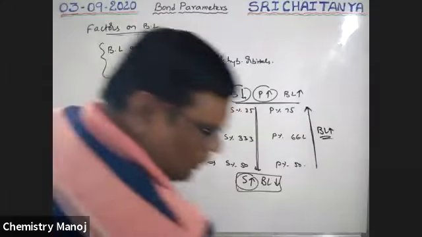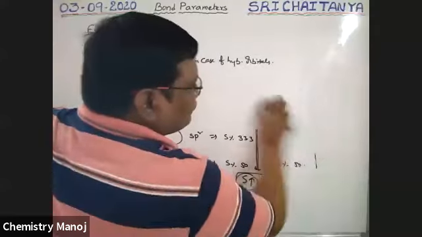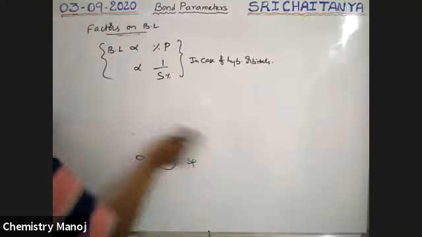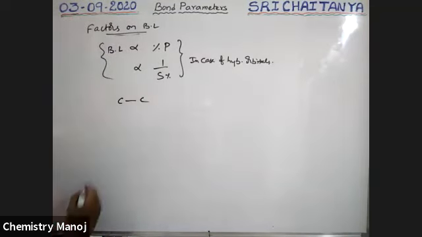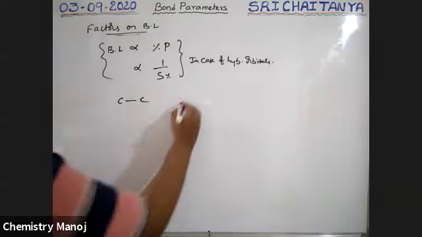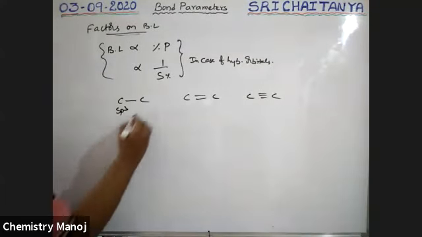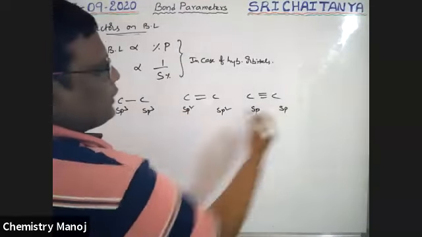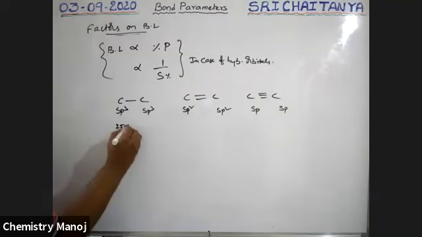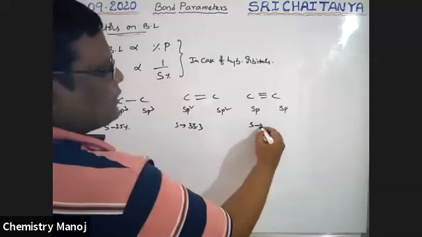See, an example for this: there is a C single bond C, next a C double bond C, and a C triple bond C. Here carbon is in sp3 hybridization, it is also sp3. Then sp2 carbon, sp2 carbon, sp carbon, sp carbon. Here s percentage is 25%, here 33.3, and here 50.